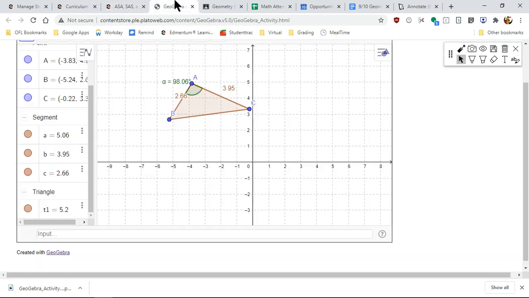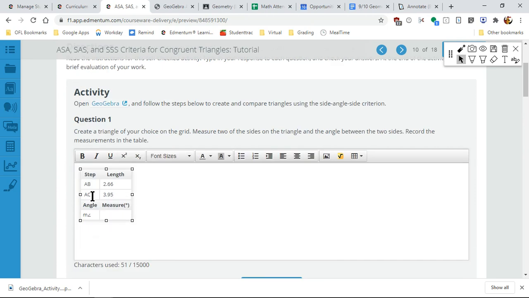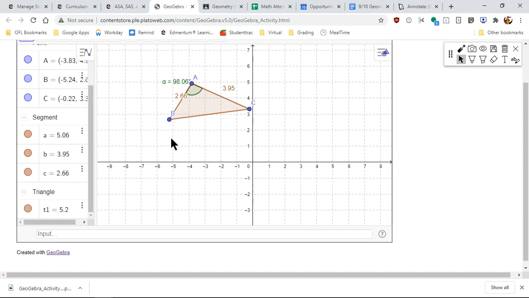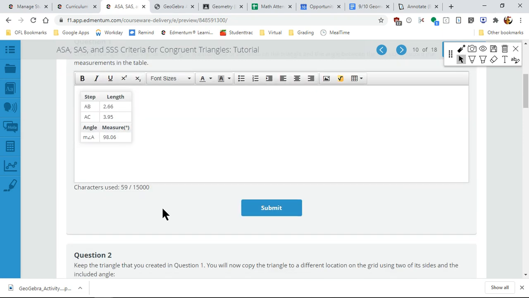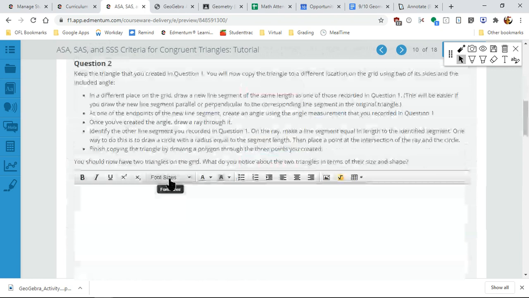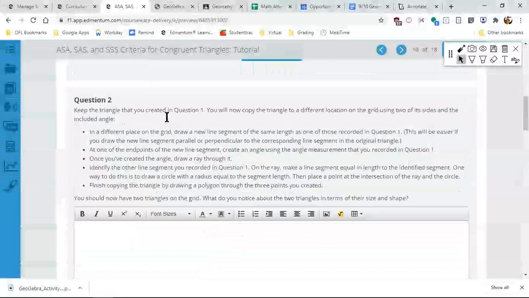AB is 3.95. Angle A, again, since it's a triangle, I know which angle you're talking about. Angle A is 98. All right, so that's cool. And now it wants you to do all this stuff.